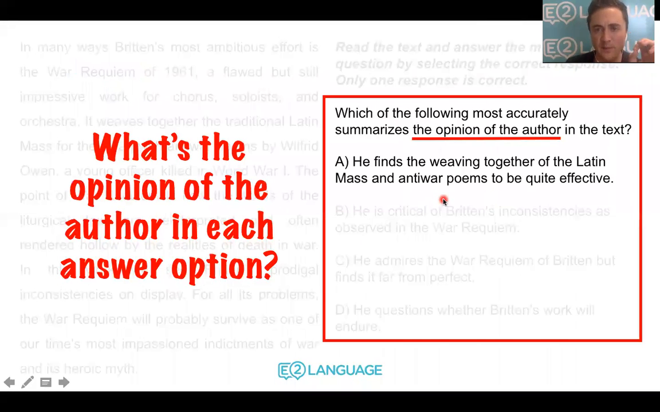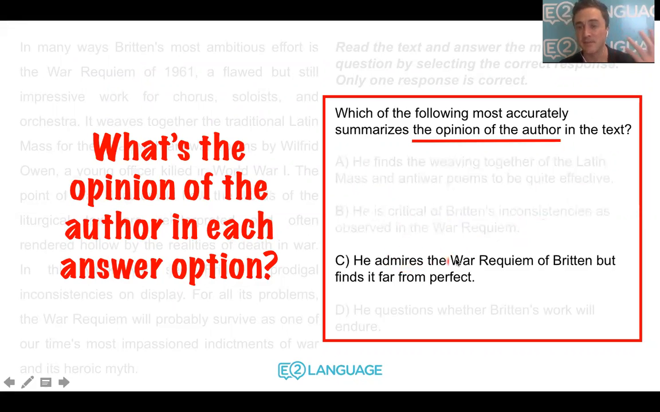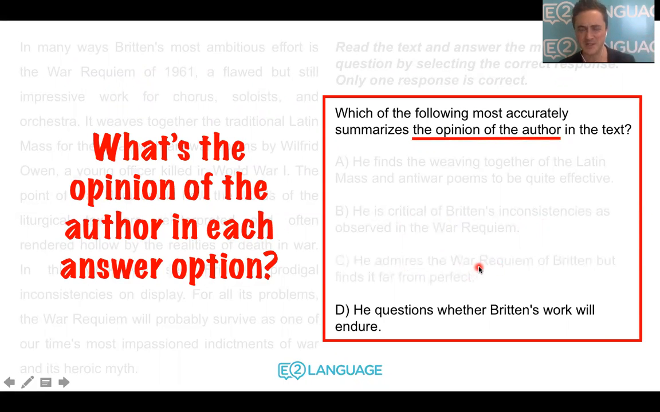So we went through and we found out that the opinion of the author in A is that he's impressed, he thinks it's quite effective. In B, he's critical of it. In C, he admires it, but he thinks it's not very good. In D, he questions it, he's a bit unsure. Okay, so we can see 4 different opinions there.